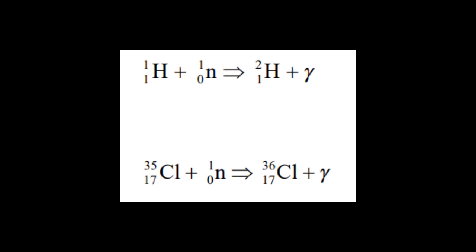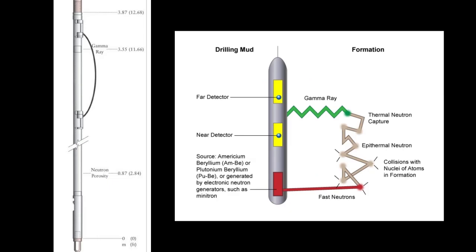And in neutron logging, some tools measure the epithermal neutrons, some others measure the thermal neutrons, and actually some other tools measure the gamma rays emitted when a neutron is absorbed. Some gamma rays are emitted, and this is what they measure.